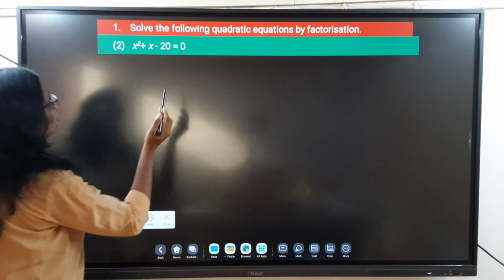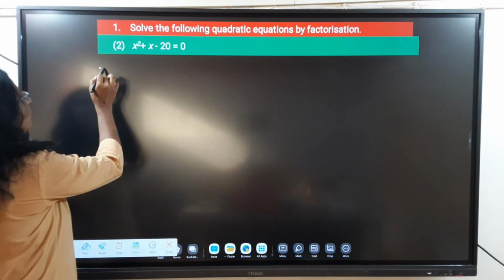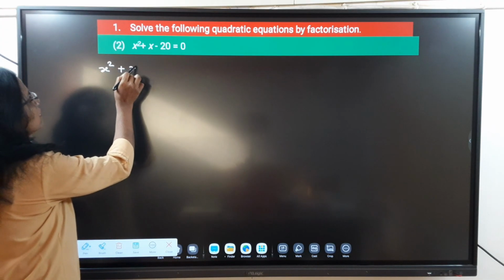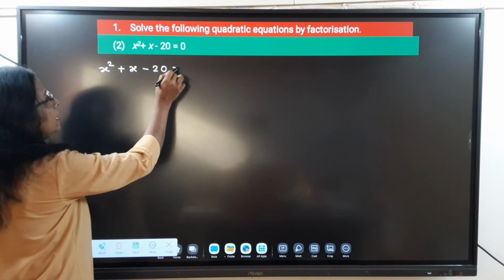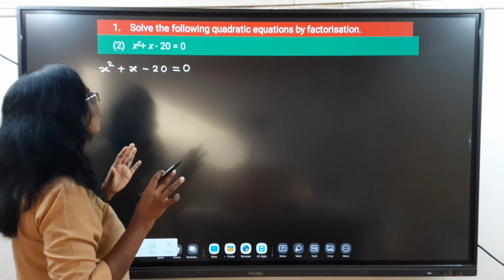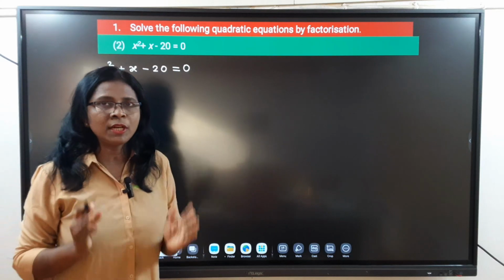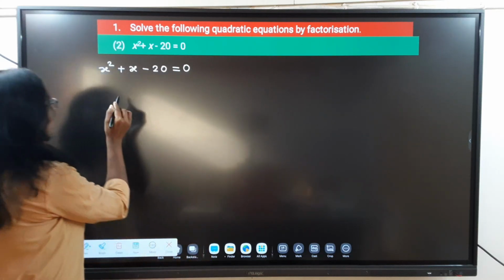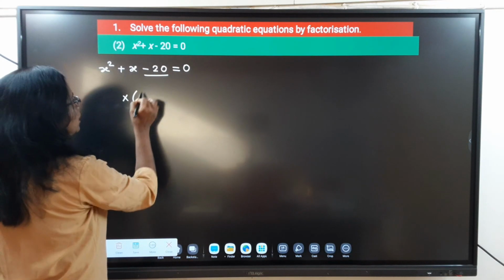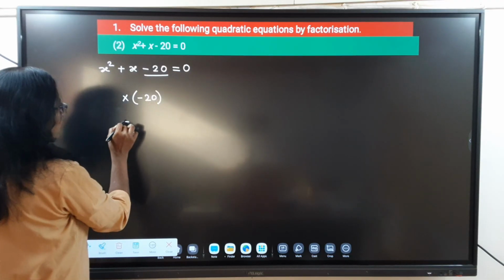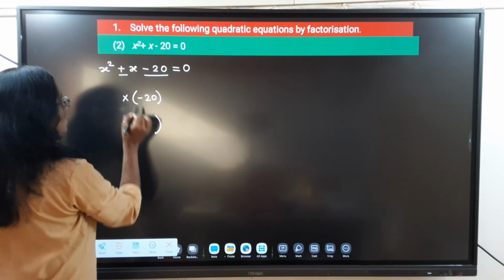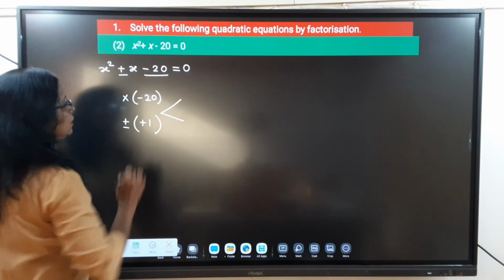x² + x − 20 = 0. First I write down the example as it is: x² + x − 20 = 0. Now here, students, we have to search out two numbers such that their product will be −20 and their addition or subtraction will be positive 1. So which are these two numbers?